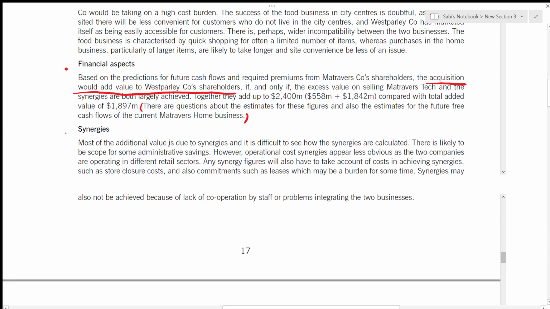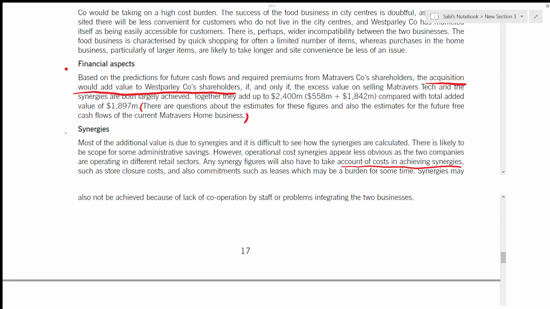Most of the additional value is due to synergies, and it is difficult to see how synergies are calculated. There is likely to be scope for some administrative savings. However, operational cost synergies appear less obvious as the two companies are operating in different retail sectors. Any synergy figures will also have to take account of the cost of achieving synergies. Even if you are having a synergy benefit, there are costs. You have to take account of the cost of achieving synergies.